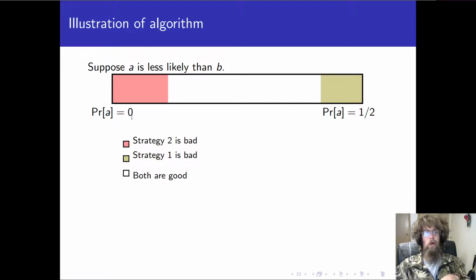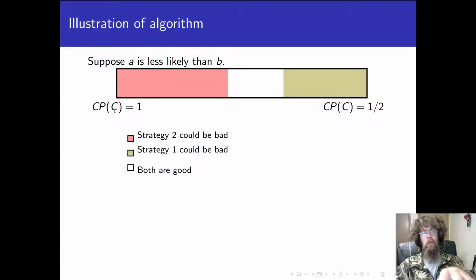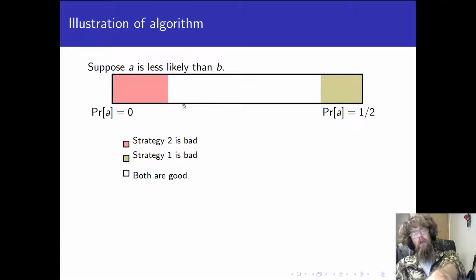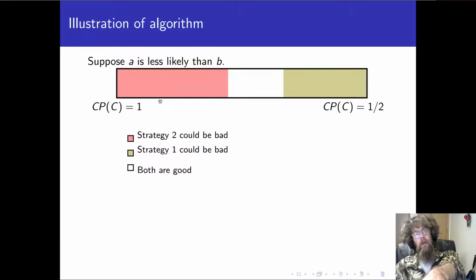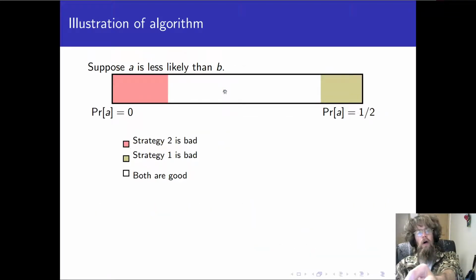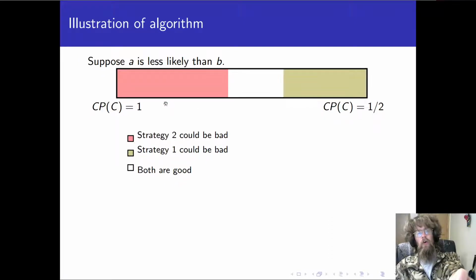But we can't measure the probability of A directly. We measure the collision probability. So there's some uncertainty when we do that. What we want to say is that if the collision probability is up to here, then the probability of A is at most here. So up to here could be bad, and up to here could be bad for strategy 1.